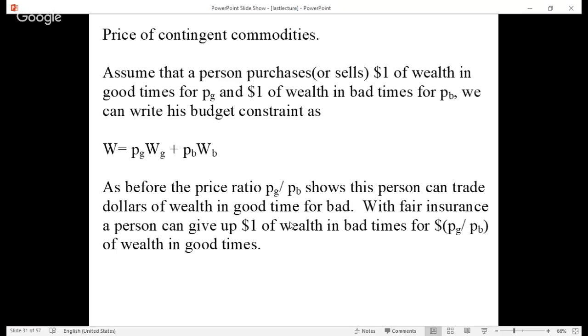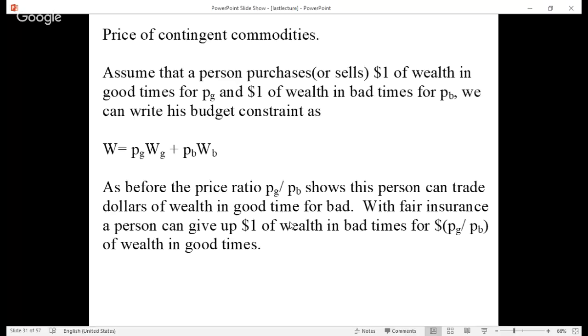Anyway, the ratio of wealth for good to bad is PG over PB. Now, fair insurance means I just pay the difference in expected values. That's what fair insurance means. In other words, in this case, on average, the insurance isn't making money off me.